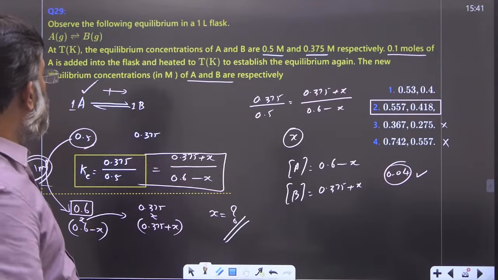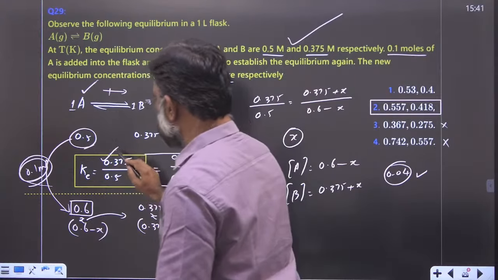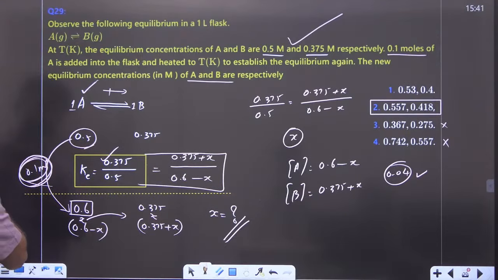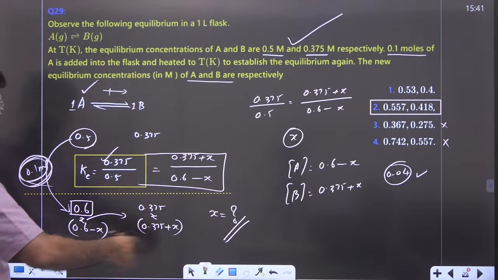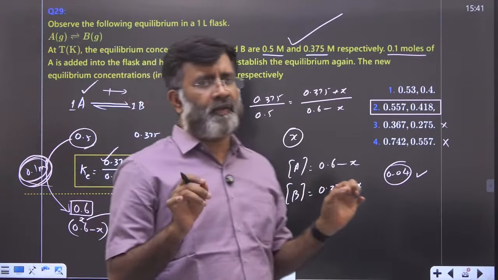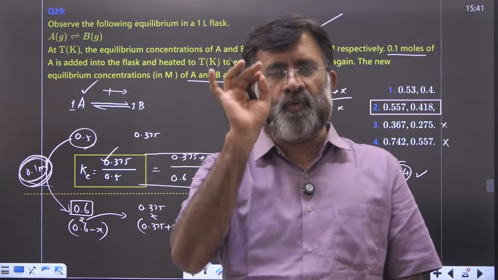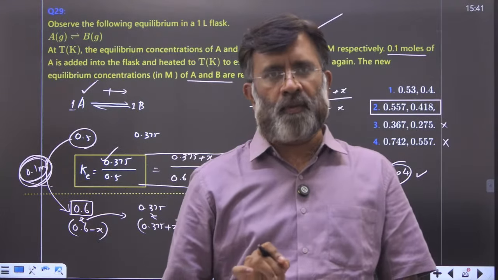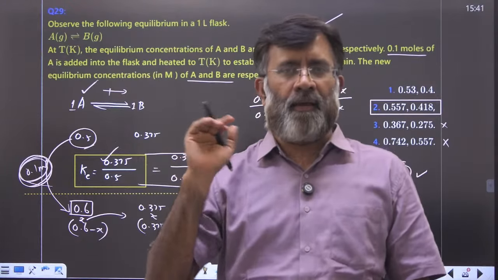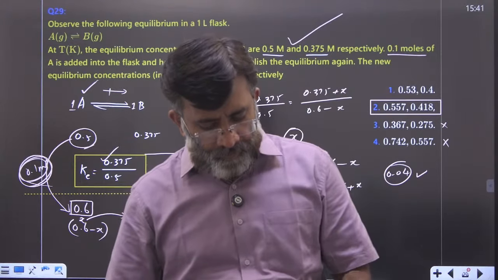I hope that point is clear. From this data, we need to find Kc, and then we are adding an additional quantity of A. Then you attain a new condition. Once you find Kc, it remains constant. So the new equilibrium you can equate with the same Kc and find the new concentration. Right. Next question.